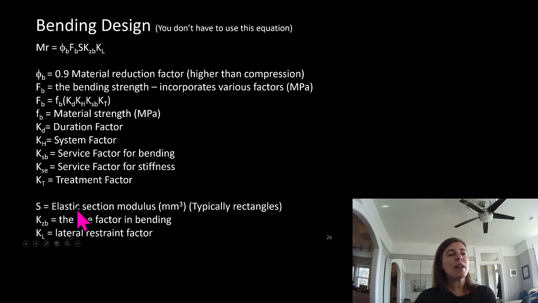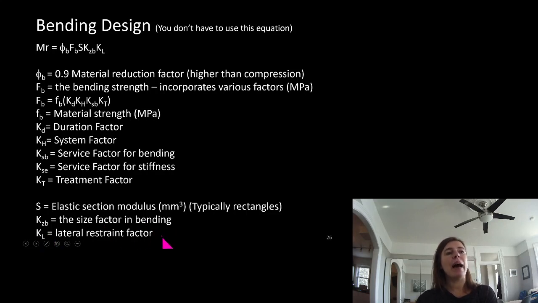S is our elastic section modulus. Remember, for rectangles, I showed you that it was BD squared divided by 6. We don't have a plastic zone in wood, so we'd never get to use Z or our BD squared divided by 4. It would always be BD squared divided by 6. So we can calculate that if we know what the size of our member is. And KZB is the size factor in bending. Remember, that was a chart for bending. We can go pull it up.